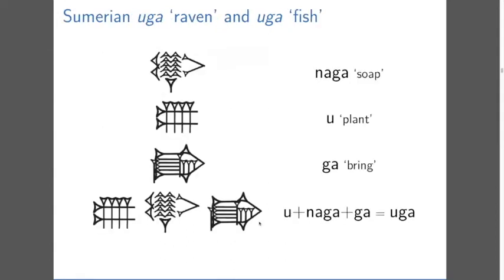So now let's look at how you actually write a word. I'm going to look at raven and fish. So you find yourself wanting to write the word for raven, which was pronounced uga. And I guess, I mean, this seems a little bit far-fetched to me, but it's what the secondary literature says. So there you go. You say, well, what's the most similar sounding sign I already know of? And apparently it's naga.